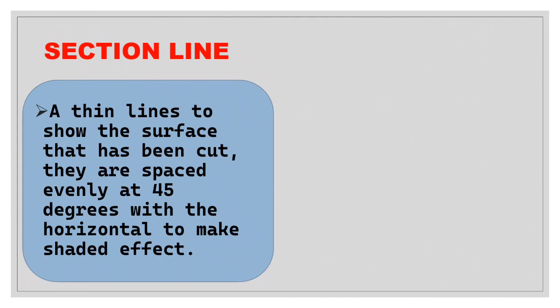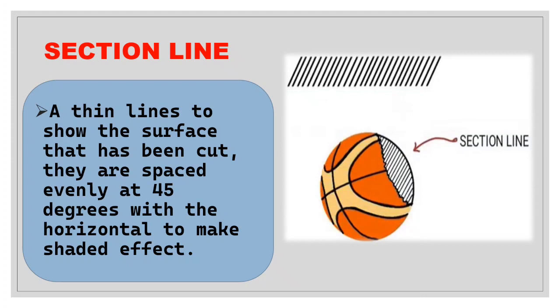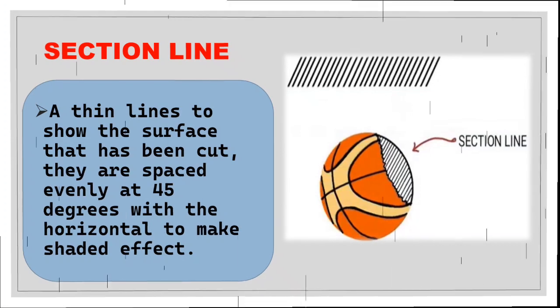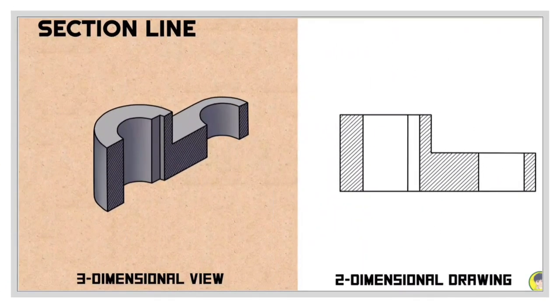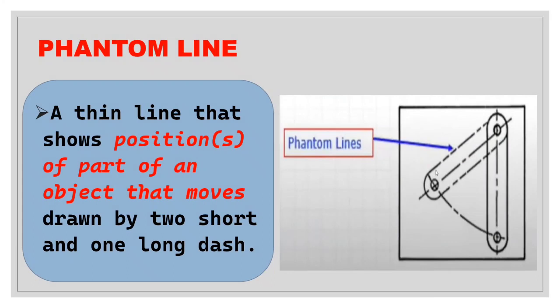Next on our list is the section line, a thin line to show the surface that has been cut. They are spaced evenly at 45 degrees with the horizontal to make shaded effect. Then we have the phantom line, a thin line that shows positions of part of an object that moves, drawn by two short and one long dash.